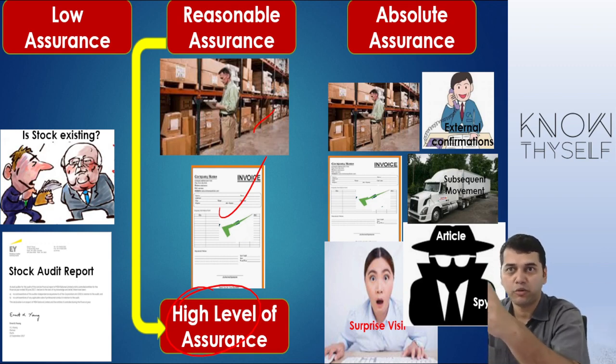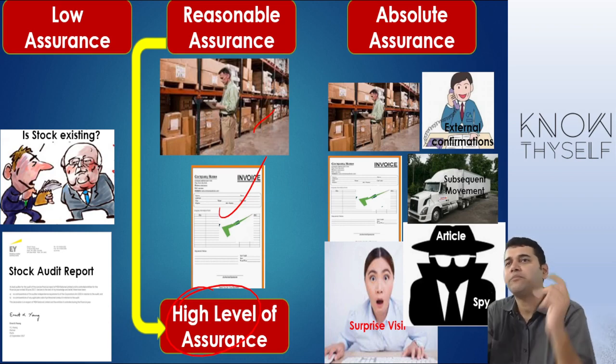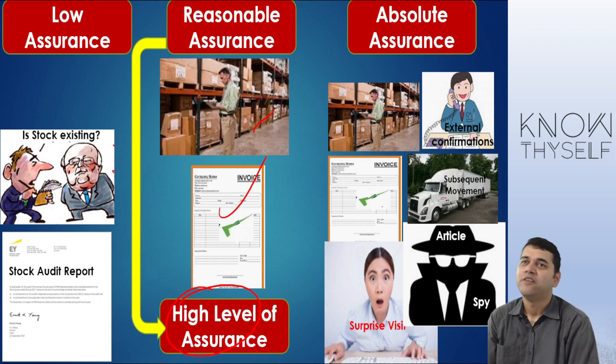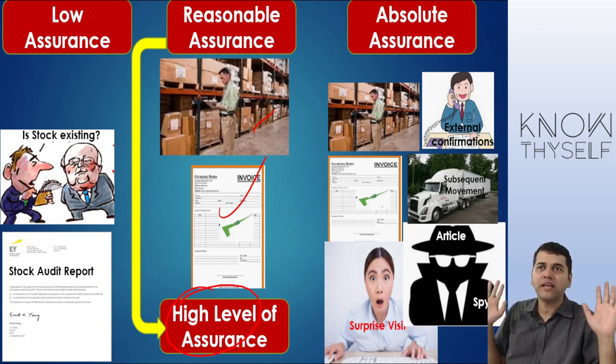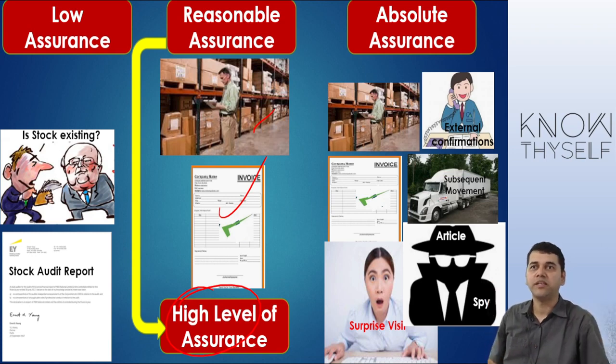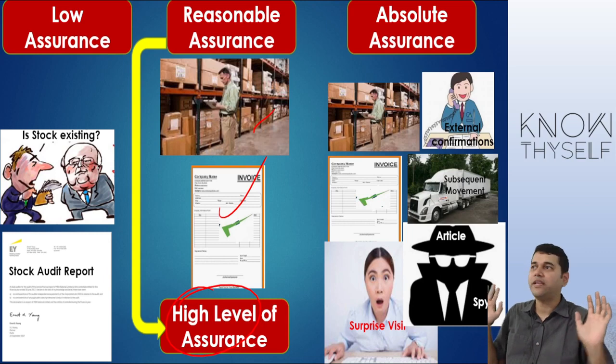Has your boss anytime told you like that? Why? Because he doesn't want that. He doesn't want absolute assurance. Fraud might be there, but fine. What is the big deal for me? I have told very clearly, fraud is not my responsibility. Prevention of fraud is never my responsibility. SA 240, I have told very clearly.